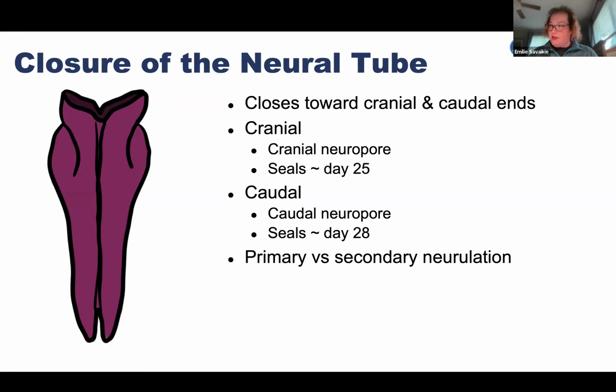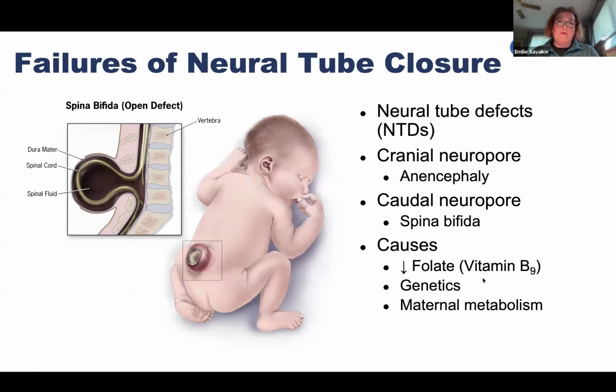And I didn't put pictures on there, I didn't think they were great for this audience, but definitely you see it on the other end with spina bifida. You just have this open end, and in this case, you don't have spinal cord exposed to amniotic fluid, because it is protected. But you can get different levels of disability based off of that. But anencephaly is typically not compatible with life.